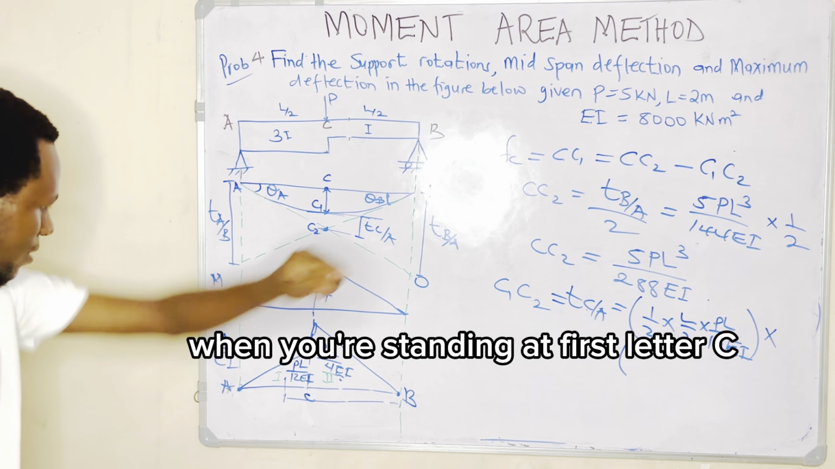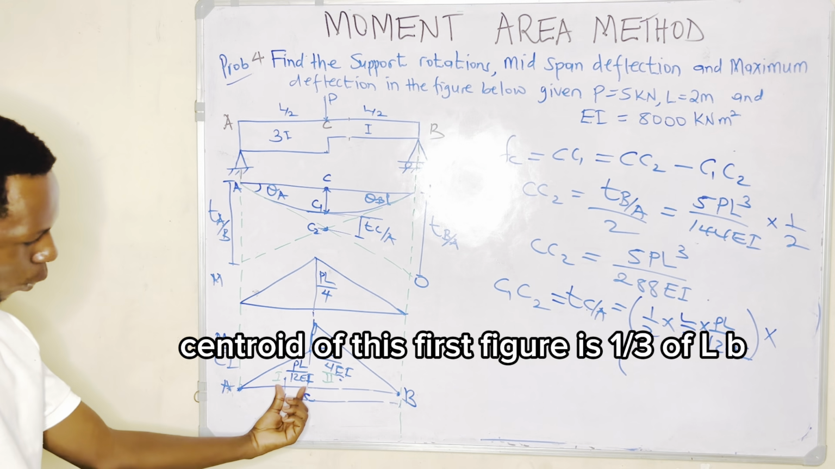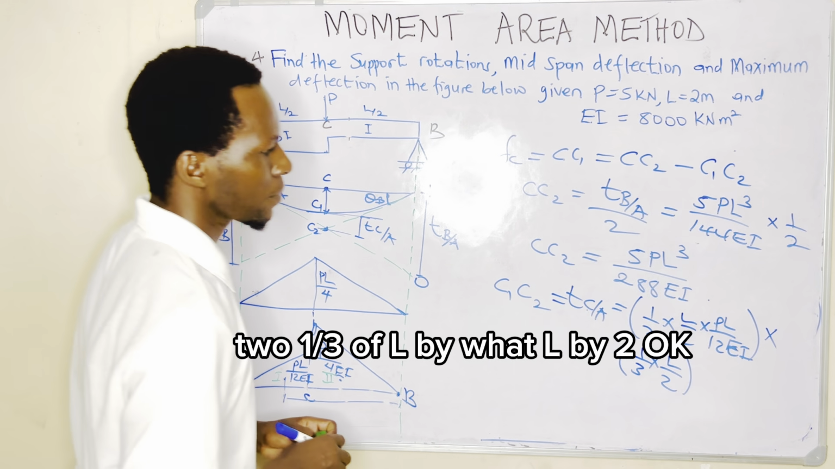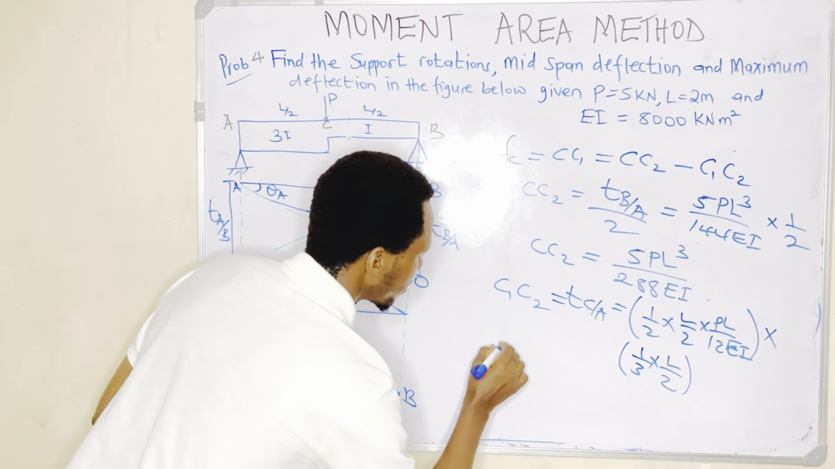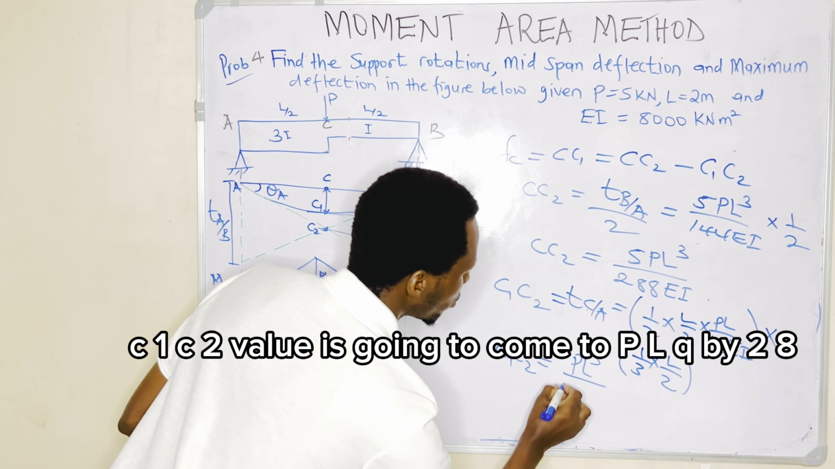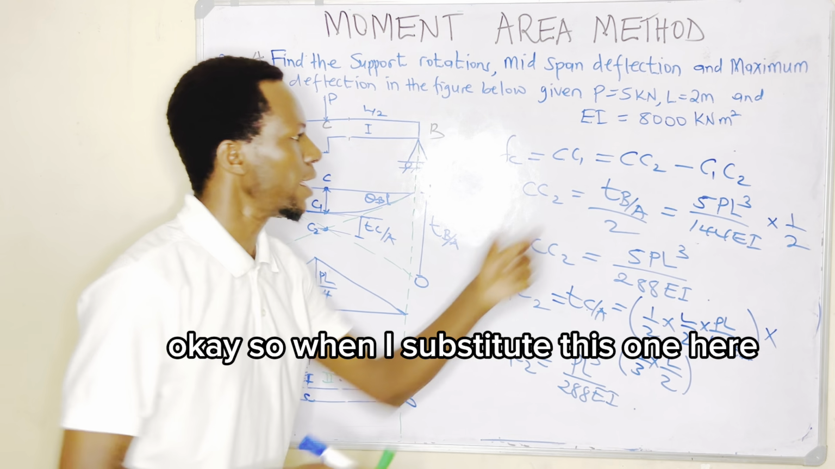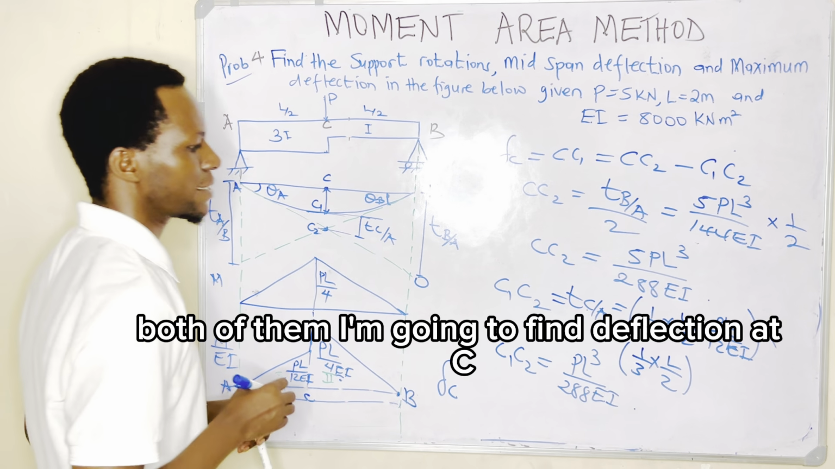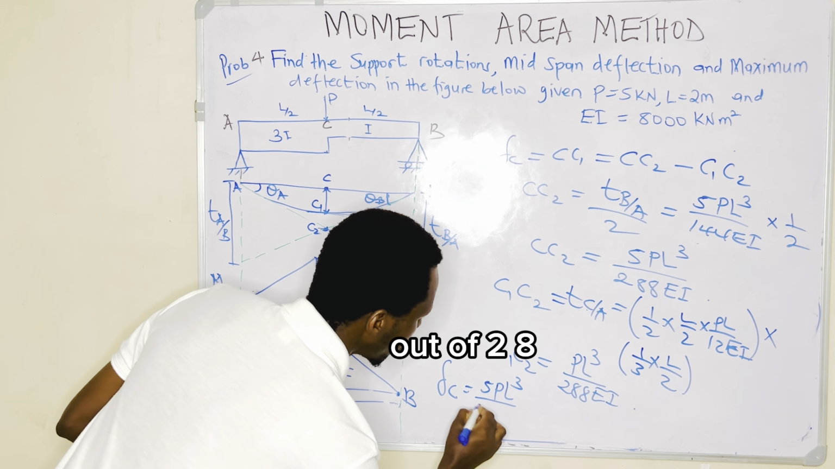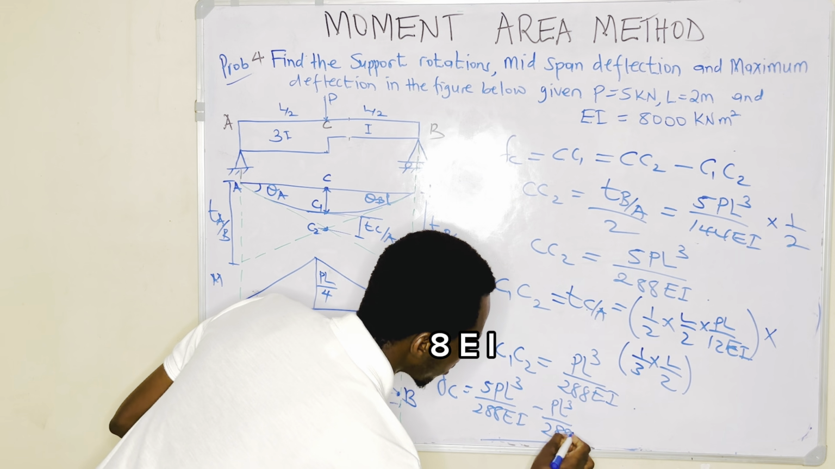What is the centroidal distance when you're standing at first letter C? Centroid of this first figure is 1/3 of L by 2. 1/3 of L by what? L by 2. Okay? So, if you solve this carefully, C1 C2 value is going to come to PL cubed by 288 EI. So when I substitute both of them here, I'm going to find deflection at C, which is going to be 5 PL cubed out of 288 EI minus PL cubed out of 288 EI.